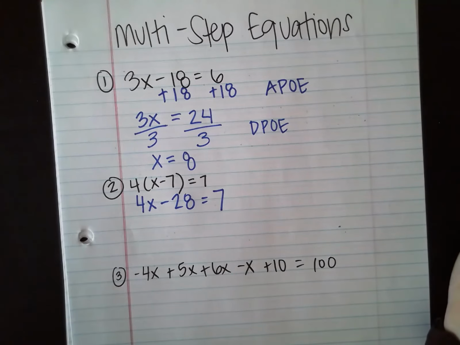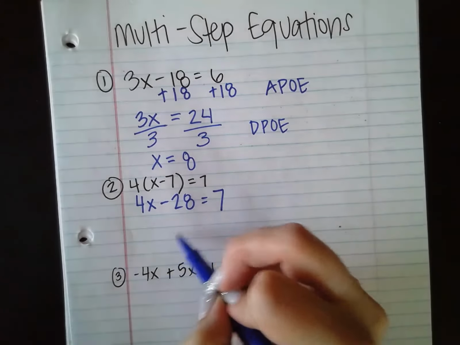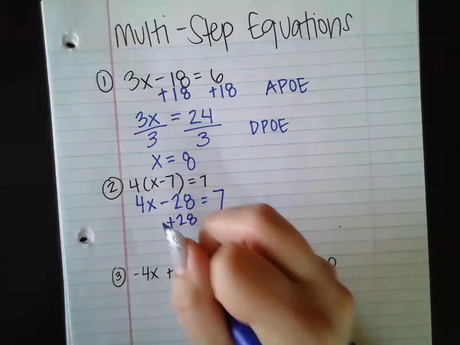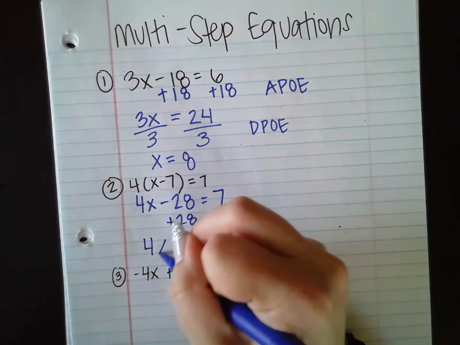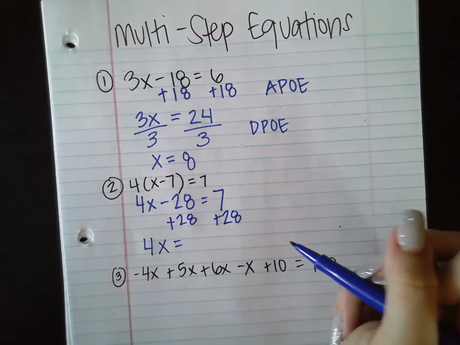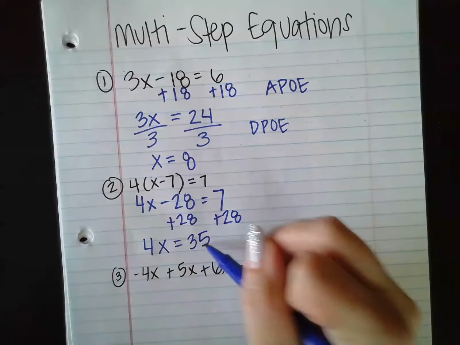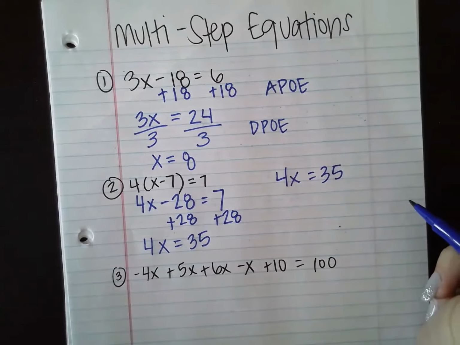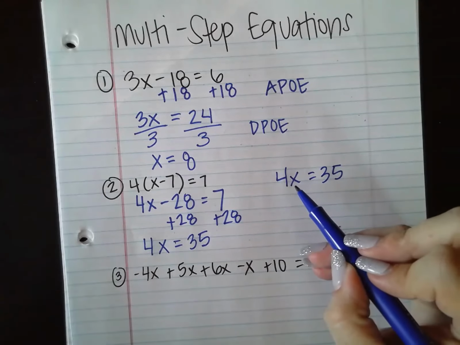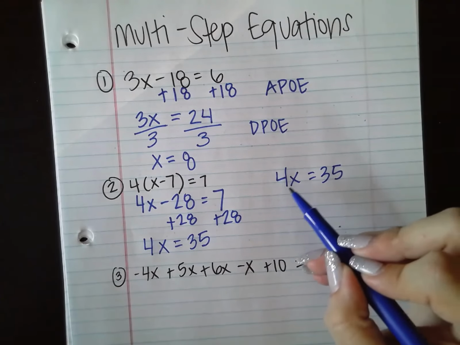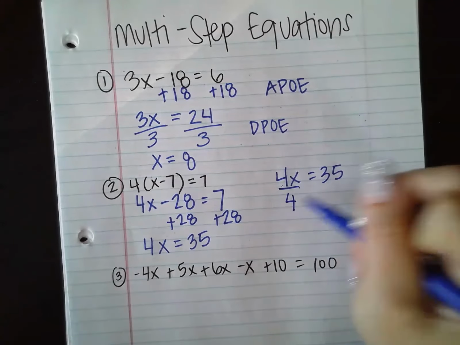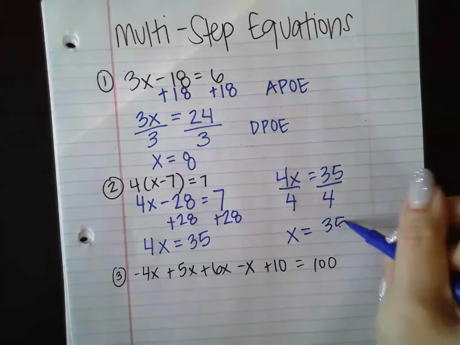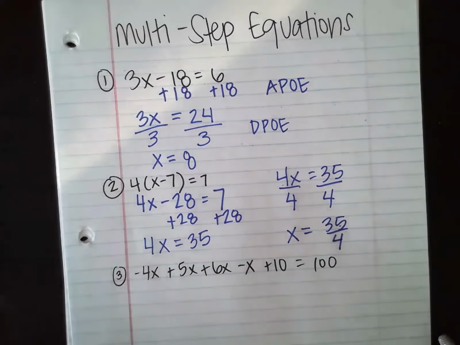Okay, so if you solve this, the first thing you need to do is get rid of 28. So we are going to add 28 to both sides because that is the opposite of subtraction. Our new equation is 4x equals 7 plus 28, which is 35. I'm going to rewrite it over here so I have some space. 4x equals 35. To get x by itself, I'm going to do the opposite of multiplication because 4x means multiplication. I'm going to divide by 4. So x is going to be equal to 35 over 4. We can leave it as an improper fraction.